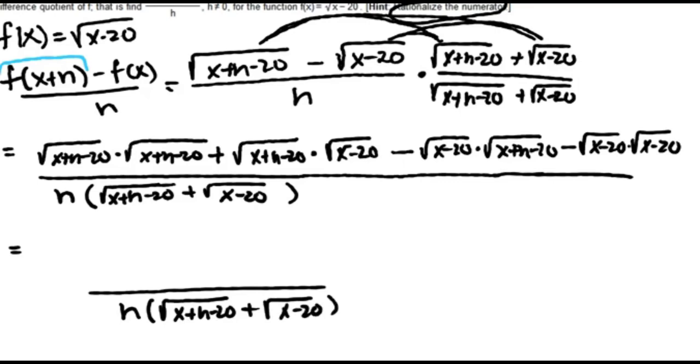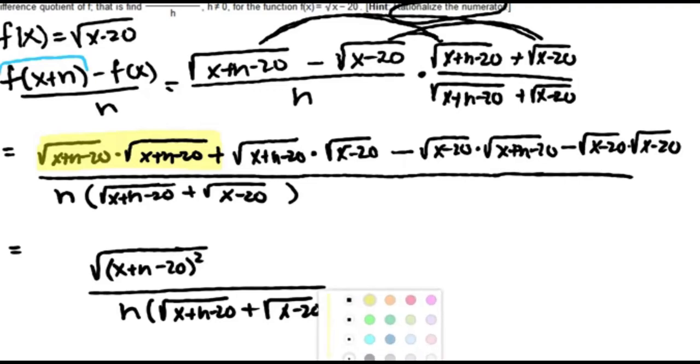So let's focus on multiplying these two together. When you multiply radicals together, you multiply what's underneath them. And what's underneath them is the same, x plus h minus 20 times x plus h minus 20. So we can write that as x plus h minus 20 squared, underneath the square root.